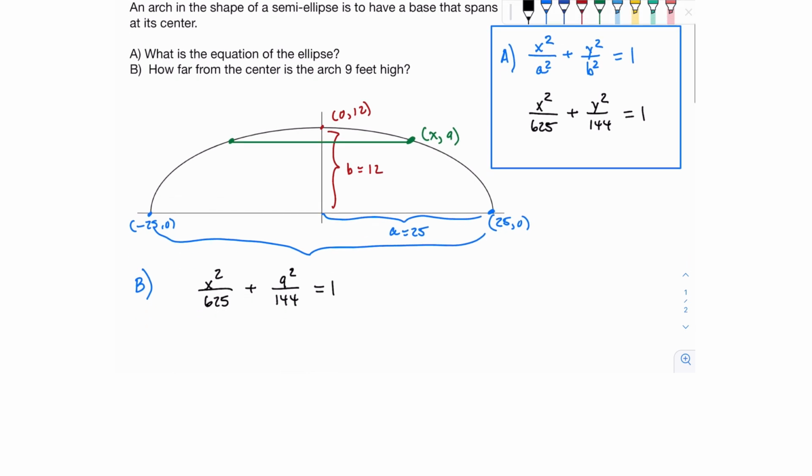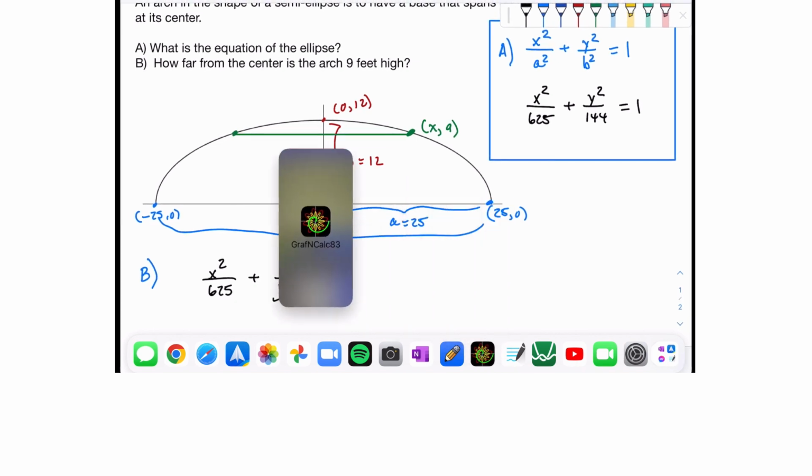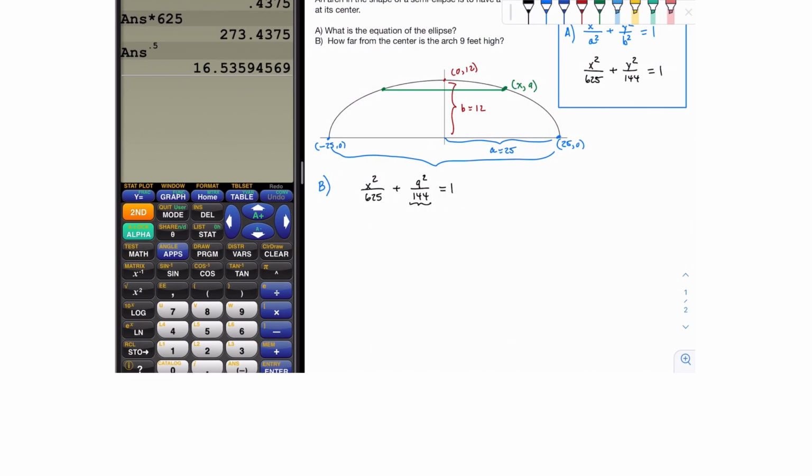Now to solve for x, what we need to do is simplify this term, subtract it from both sides, and then multiply both sides by 625. So 9 squared over 144. Let's get a little help from our calculator here. 9 squared over 144 is that number right there. Then I'm going to subtract that from both sides, which means subtracting that from 1. So 1 minus 0.5625 is 0.4375.